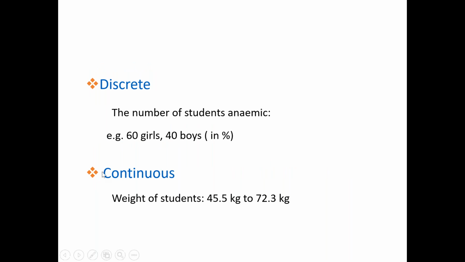Similarly, the discrete variable, the number of students who are anemic, maybe girls and boys. If it is expressed in terms of percentage, it's 60% girls, 40% boys. So that also becomes discrete. That becomes expressed in terms of percentages, but discrete is countable numbers, absolute numbers. The continuous one, the weight of the students. I can have the weight of the students ranging from minimum to the maximum. And here you can see the decimal point is here, and the unit is also given over here. So it gives you an indication that weight is a continuous variable.